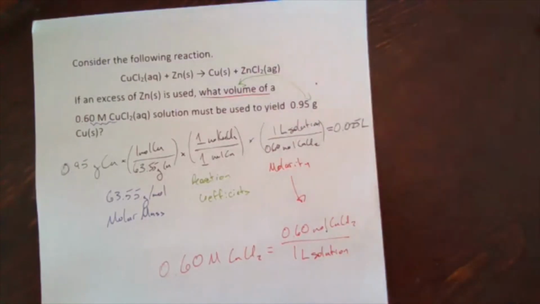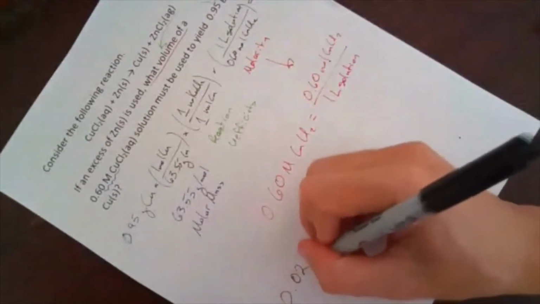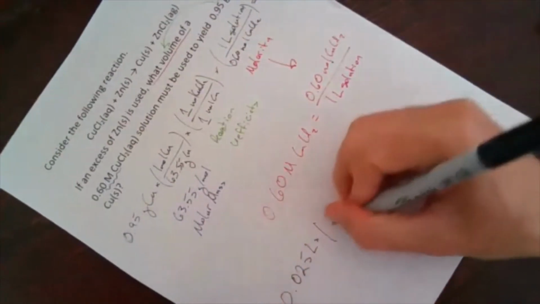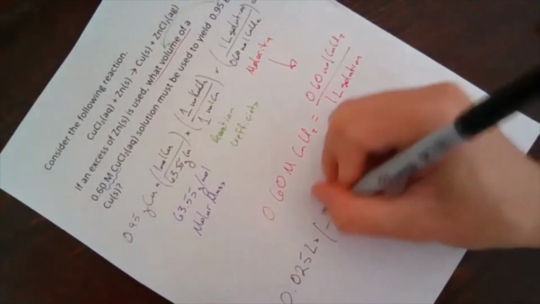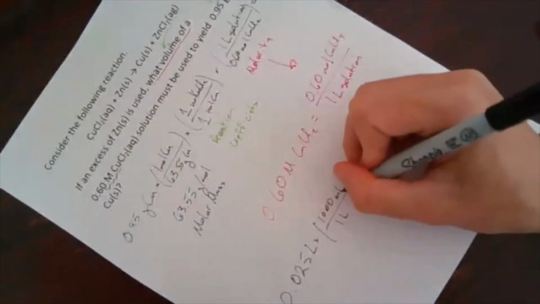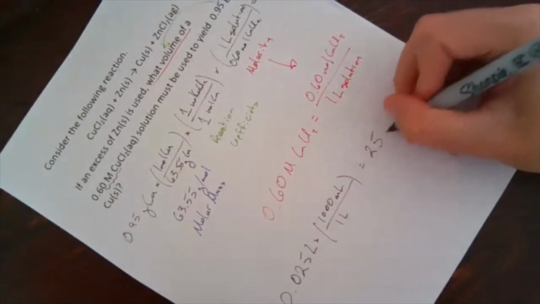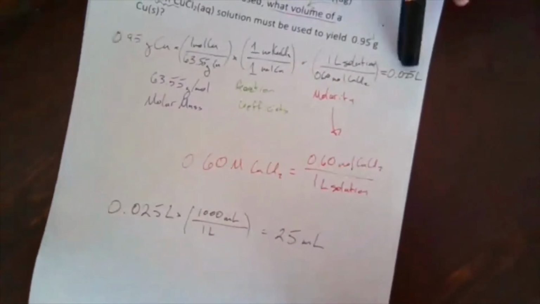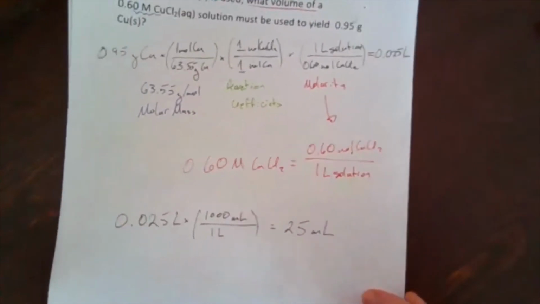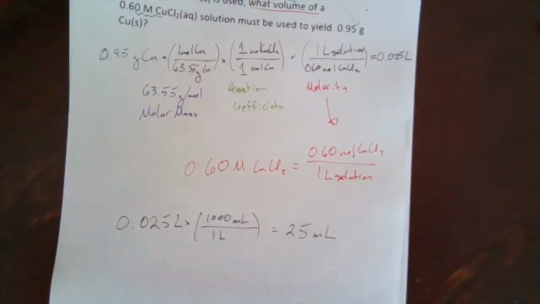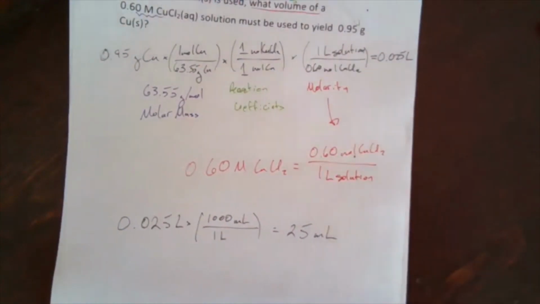You'll note the 0.025 is a little small in terms of liters. More commonly, we would say 0.025 liters. We know that in 1 liter, I have 1,000 milliliters, and this becomes 25 milliliters. That's not mandatory, 0.025 liters, totally acceptable response. Just in terms of usefulness and utility, milliliters is more common.